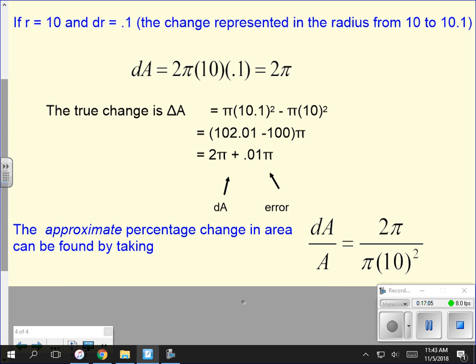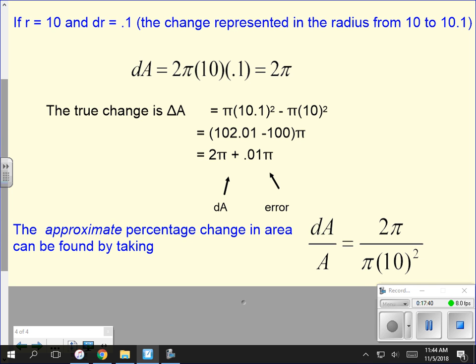That's actually pretty accurate. My estimate, because dA is just an estimate. What I found in the first part, 2 pi, was an estimated change. What is my estimated change in area? Well, I'm estimating that my change in area is 2 pi. How much was I off by? 0.01 pi. So I was off by about 3 hundredths of a square meter. That's not that much. That's like that.